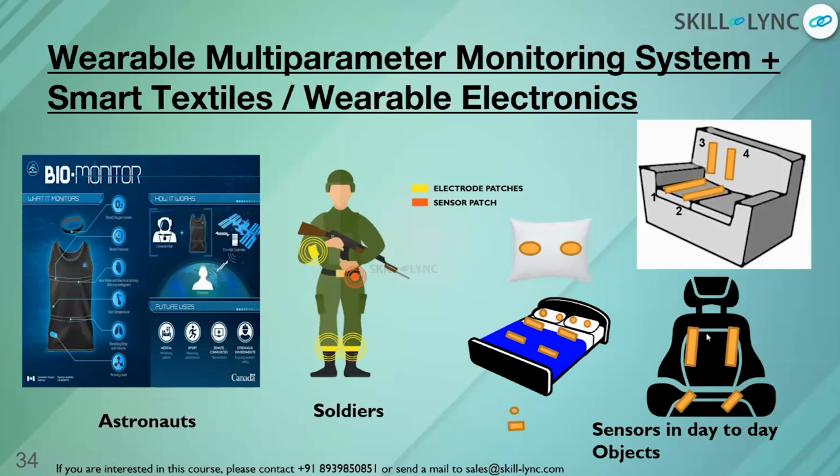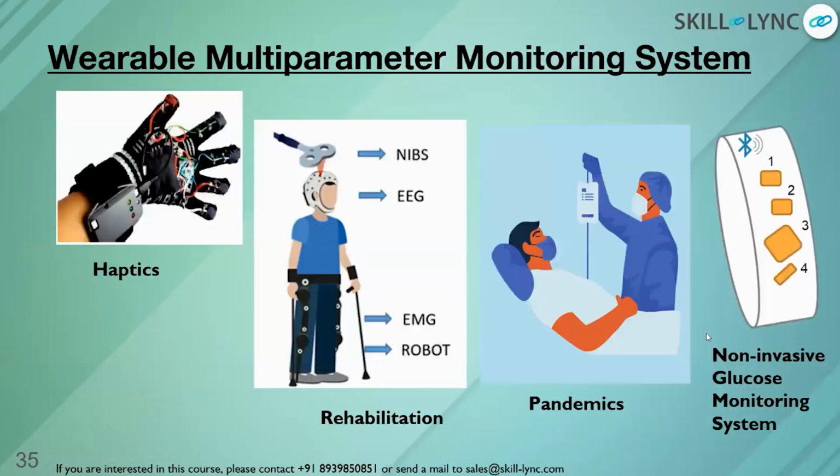Okay. So next, it will be somewhere different from what we had explained. This is also a wearable multi-parameter monitoring. As you could see, you're seeing the hands where different sensors are there. I had put it as haptics. You know what haptics is? It is like touch and feel. So there are IoT applications in haptics. I will tell you how.